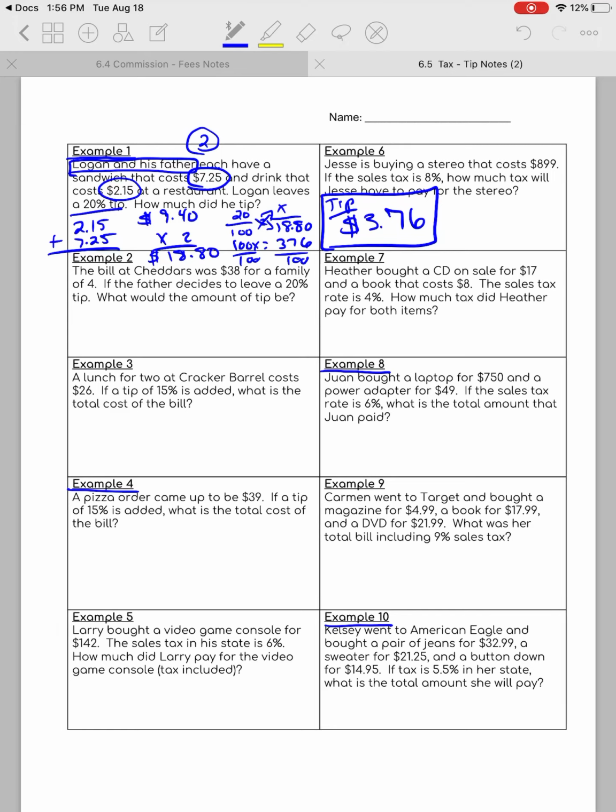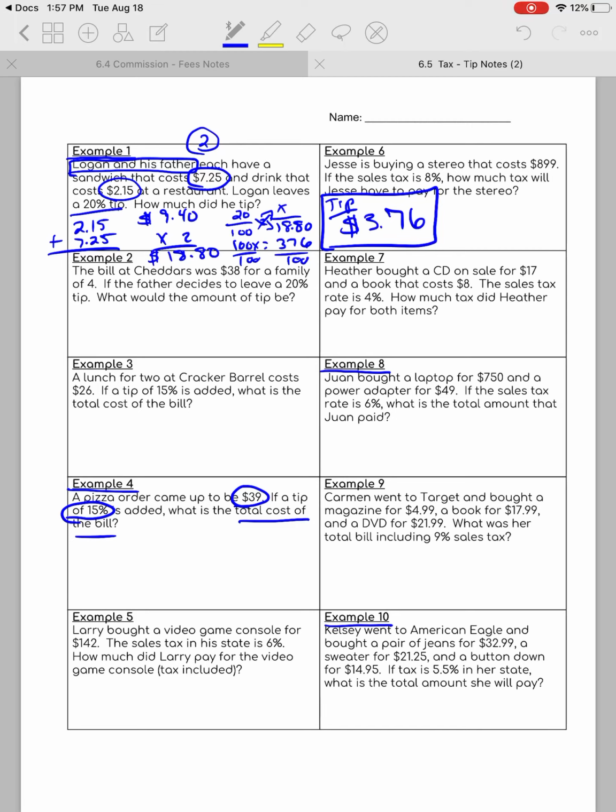Now, let's look at example number 4. A pizza order came out to be $39. And if a tip is 15% added, what is the total cost of the bill? So, what we're trying to do is find the total of the bill, right? Total cost of the bill. Your pizza's $39, and then you added 15%. You're adding that to the cost, right?